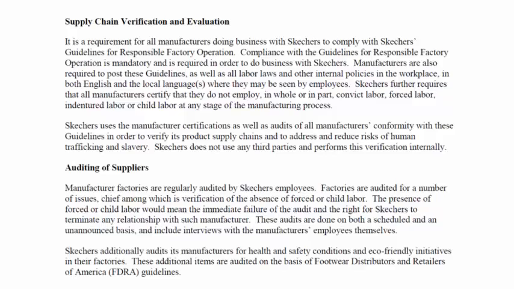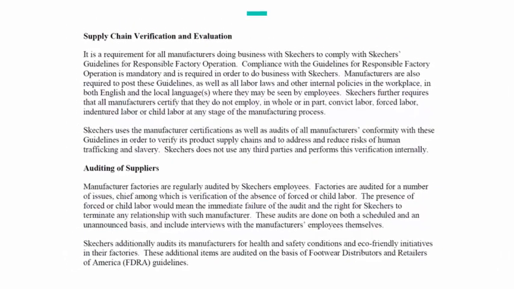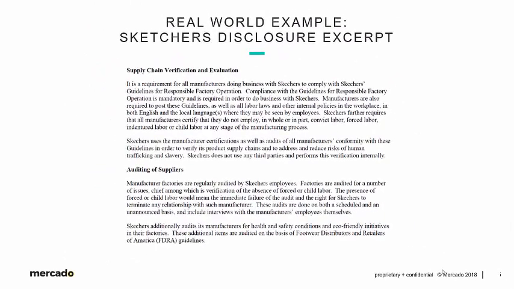Let's move down and look at auditing of suppliers, actual checking of suppliers. Manufacturer factories are regularly audited by Skechers employees, not third parties, employees. Factories are audited for a number of issues, chief among which is verification of the absence of forced or child labor. The presence of forced or child labor would mean the immediate failure of the audit and the right for Skechers to terminate any relationship with such manufacturer. These audits are done on both a scheduled and an unannounced basis and include interviews with the manufacturer's employees themselves.